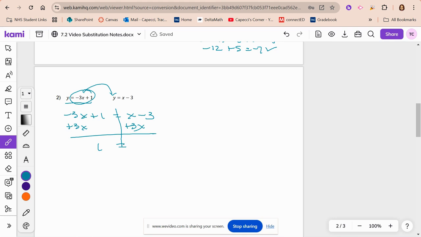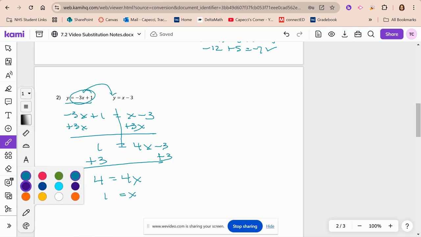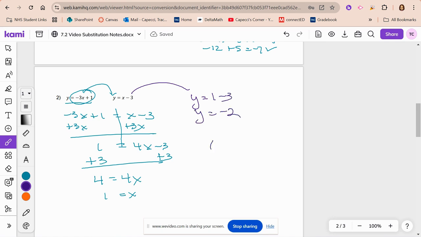And I have 1 is equal to 4x minus 3. Add 3 to both sides. And I have 4 is equal to 4x. So x is equal to 1. Okay, I can use either equation. I'll use this one. I have y is equal to x, which is 1, minus 3, so y is equal to negative 2. So my solution to my linear system is (1, negative 2).